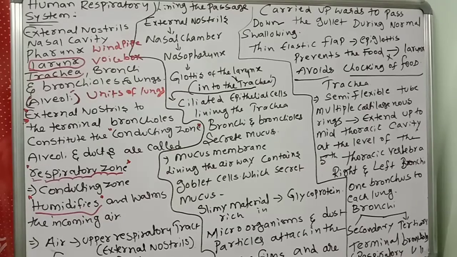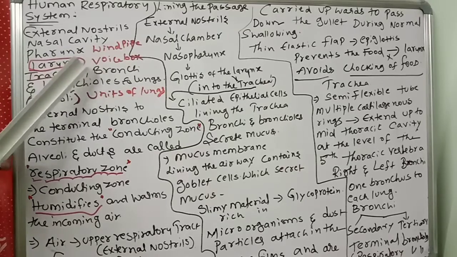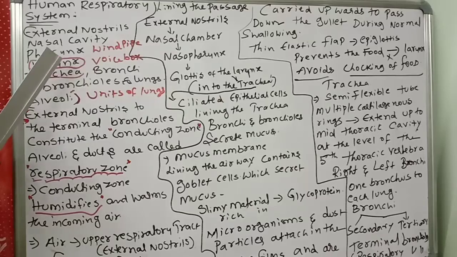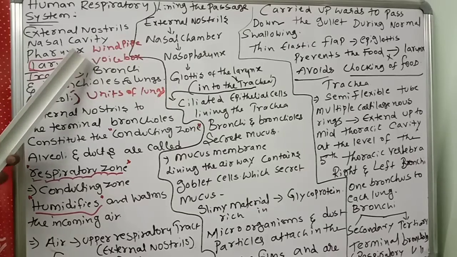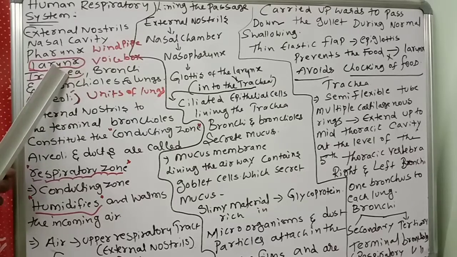The respiratory system consists of the external nostrils. From the external nostrils, air goes to the nasal cavity, to the pharynx, from the pharynx to the larynx, larynx to trachea, bronchi, bronchioles and lungs. Here the larynx is the voice box; the vocal cords are here, that's why we produce sound. The trachea is helpful for the passage of air, so it is also called the windpipe. The C-shaped cartilaginous rings are there in the trachea.